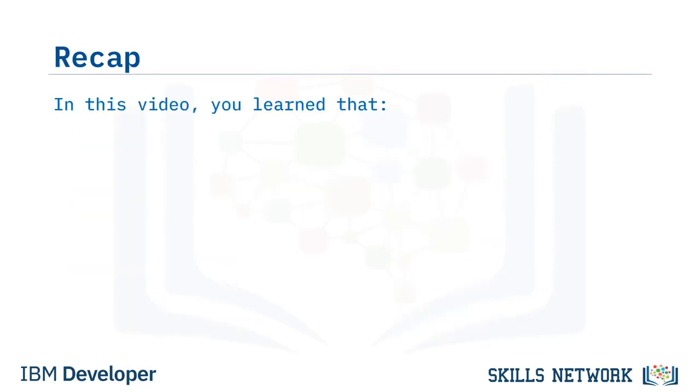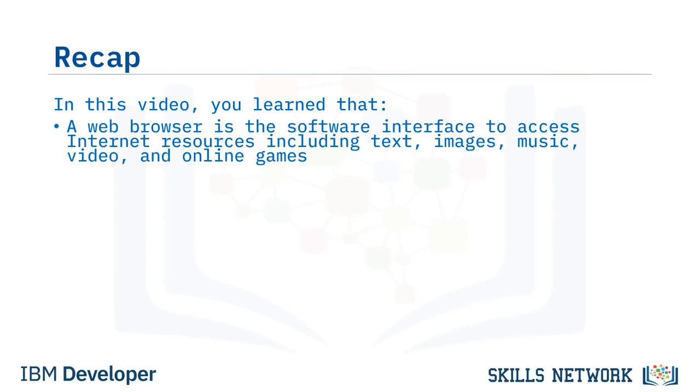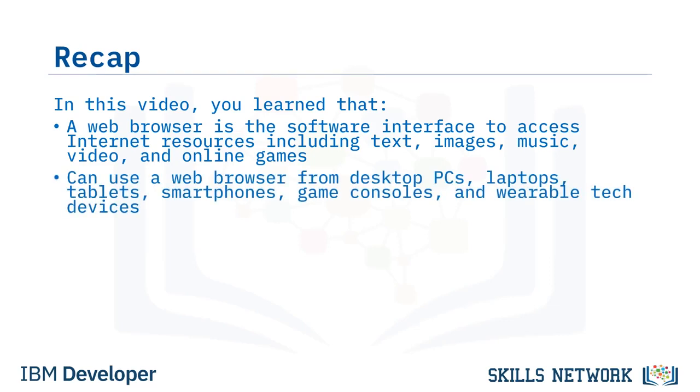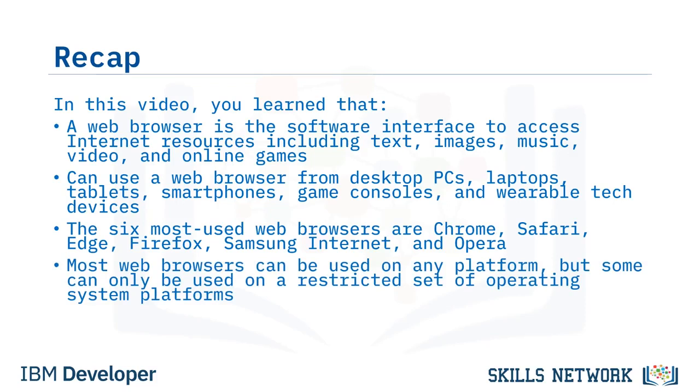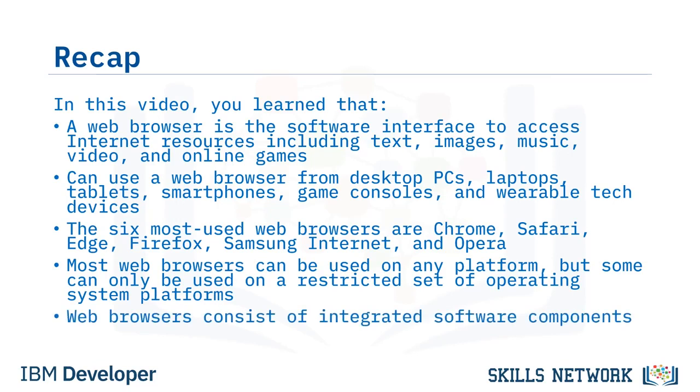In this video, you learned that a web browser is the software interface to access resources on the internet, including text, images, music, video, and online games. You can use a web browser from desktop PCs, laptops, tablets, smartphones, game consoles, and wearable tech devices, such as smartwatches. The 6 most widely used web browsers are Chrome, Safari, Edge, Firefox, Samsung Internet, and Opera. Most web browsers can be used on any platform, but some can only be used on a restricted set of operating system platforms. And finally, web browsers consist of several integrated software components.